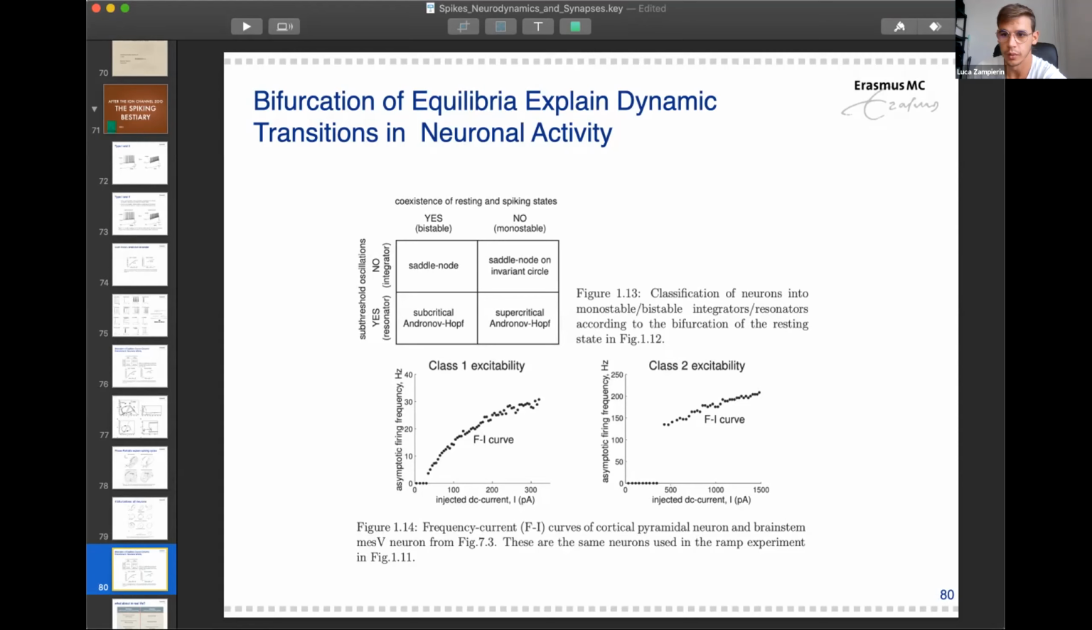I had a follow-up question to the question that I asked in the chat. Yes, please. So why is the supercritical Andronov-Hopf bifurcation considered a resonator? Because we saw that they actually change behavior constantly. The amplitude of the action potential changes. Well, yeah, they change the amplitude, but not the frequency.